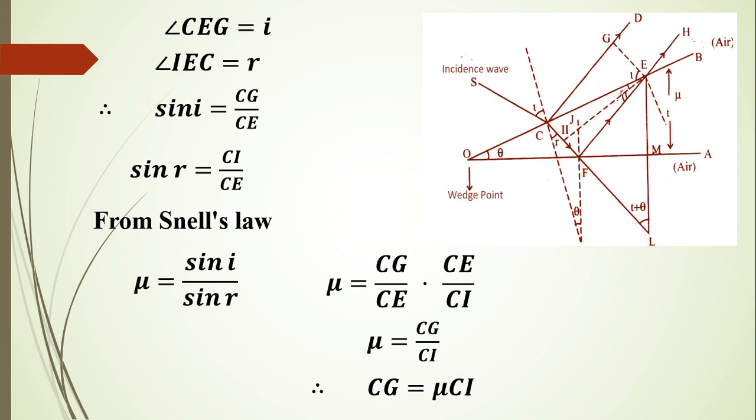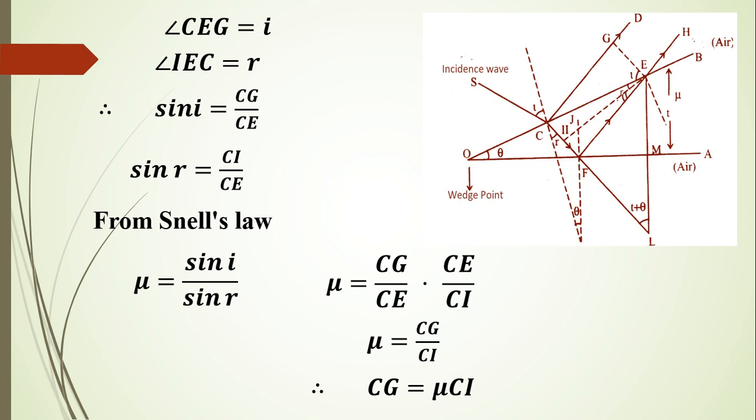Snell's law is defined as the refractive index of the thin film equal to the sine of the incident angle divided by the sine of the refracted angle. We have already calculated the sine of the incident angle and the sine of the refracted angle from triangles CEG and CIE. So we put in the values of sin i and sin r to obtain the refractive index of the thin film.